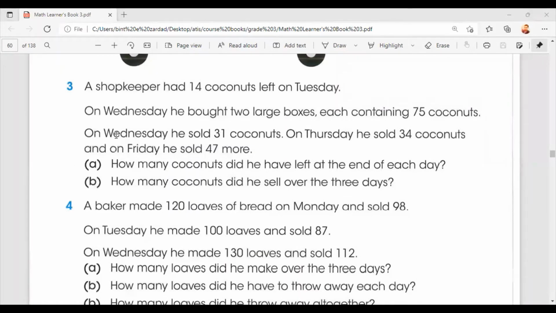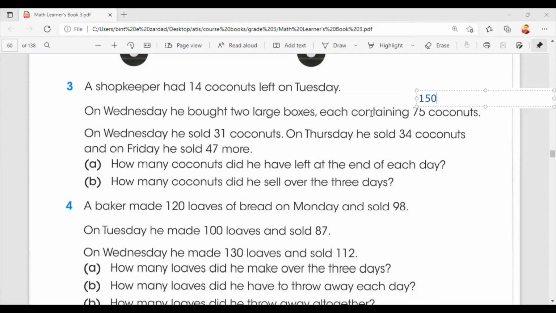So we have 3 days, Wednesday, Thursday and Friday. Our shopkeeper had 14 coconuts left on Tuesday, so Tuesday is not included. On Wednesday, he bought 2 large boxes, each containing 75 coconuts. So 2 boxes means 150 coconuts, because in one box there are 75 coconuts.